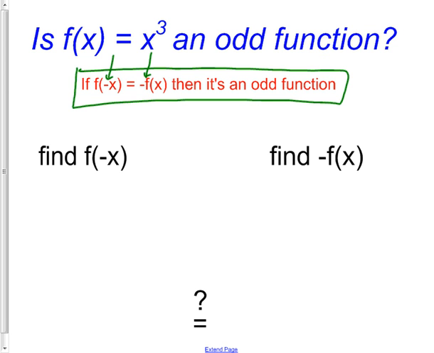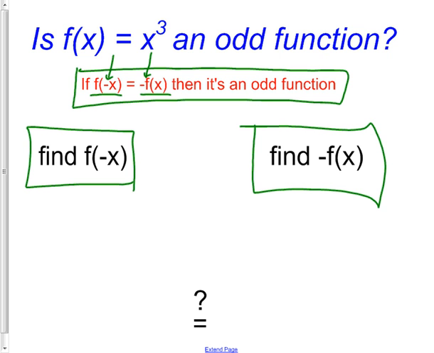All right. So to prove whether or not f of negative x is equal to negative f of x, I've got to find f of negative x. Then I've got to find negative f of x. And if they're really equal to each other, then I'll know that I've got an odd function. I already told you that that's an odd function, so we're still going to prove it the official way.